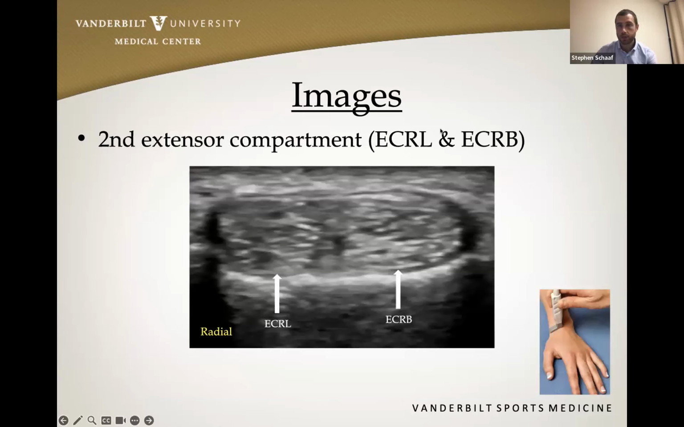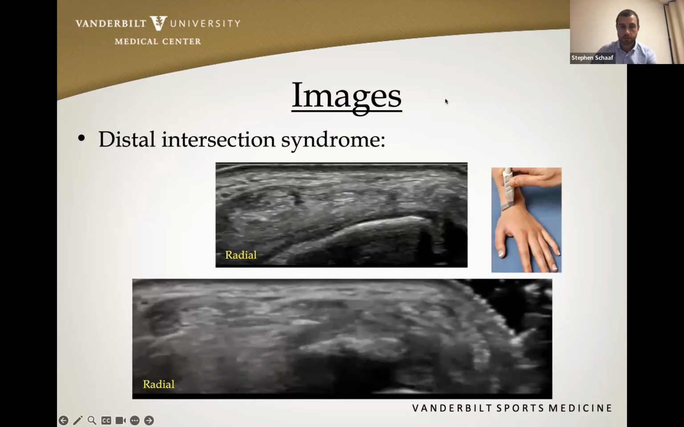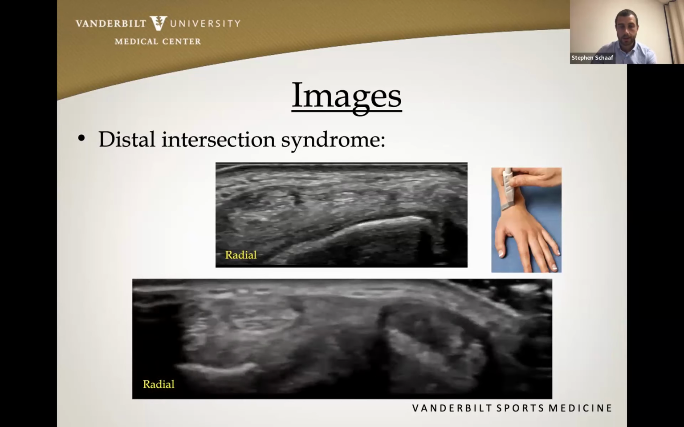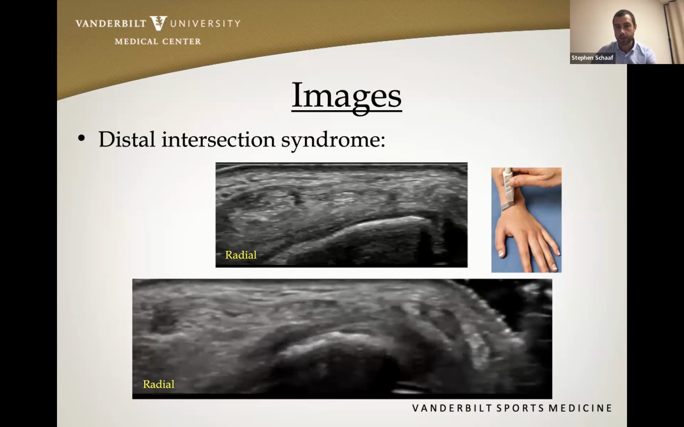Next, we moved on to the second extensor compartment for the ECRL and ECRB at this location. And once again, no significant abnormalities were seen in this case. But originally it was felt that, because of the history of trauma, this patient may be having some type of intersection syndrome, especially involving the EPL.